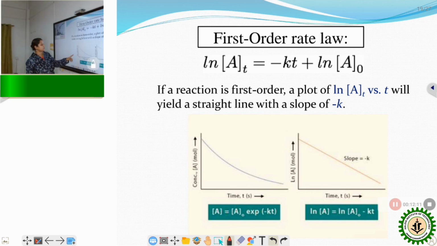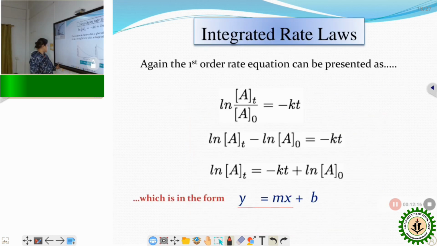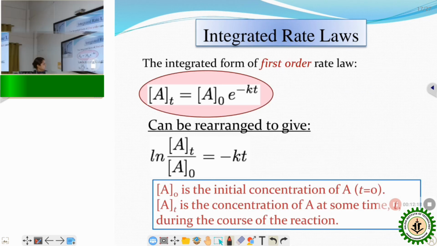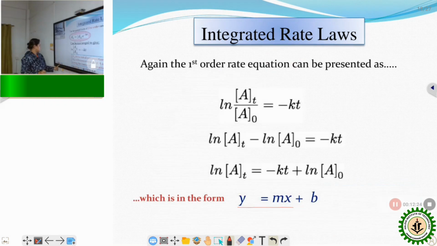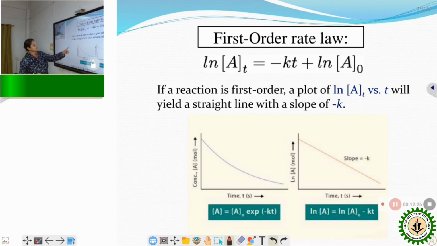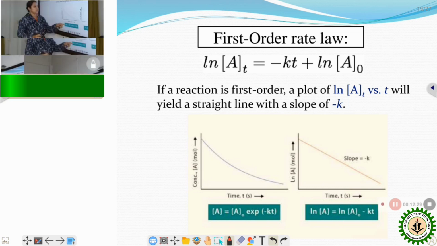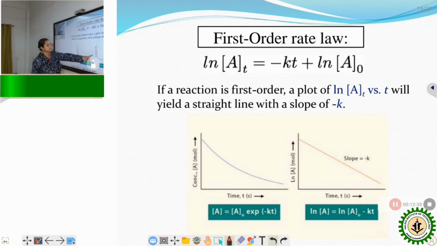Say if we simply plot the concentration versus time plot according to this equation, if we plot At versus t, then the graph will show an exponential line. Whereas if we plot ln A versus t, then this will give a straight line, a decreasing straight line with the negative slope of -k.